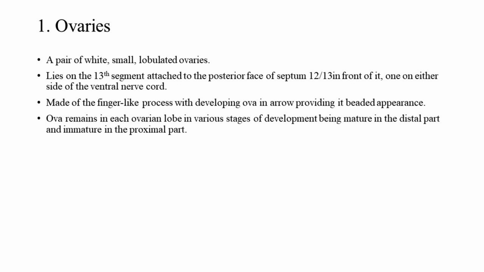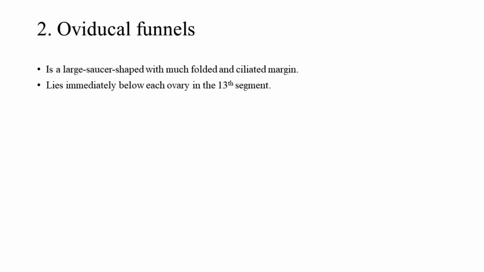Made of finger-like processes with developing ova in a row, giving it a beaded appearance. Ova remain in each ovarian lobe in various stages of development, being mature in the distal part and immature in the proximal part. 2. Oviducal funnels. Is a large saucer-shaped structure with a much folded and ciliated margin.